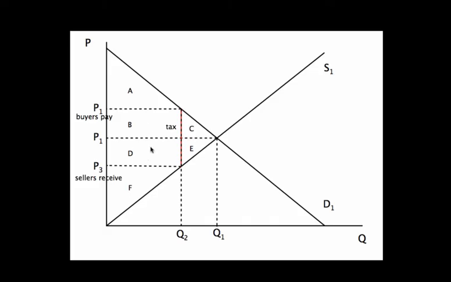And B and D is going to be tax revenue, right? Size of the tax times the new quantity. So the tax shrinks this market, right? We're losing transactions because we're being taxed here. So the new number of transactions times the size of the tax, that's how much money the government is raising. That's the tax revenue, B and D.